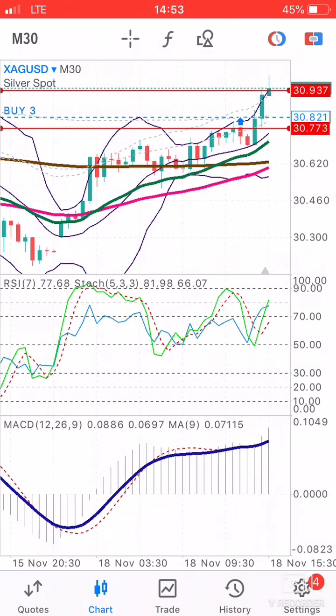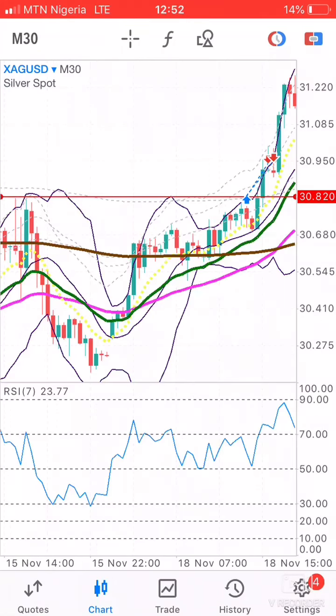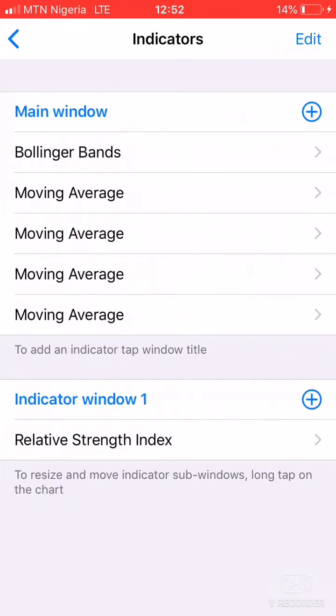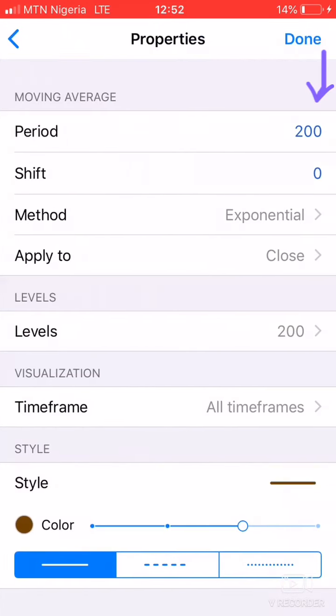And then finally I want to show us the settings I use in these indicators. Here are the settings I used in this trade. You see, for the moving averages, can you see moving average period 200? So this is for the period 200. Method exponential, apply to close, and that's it.